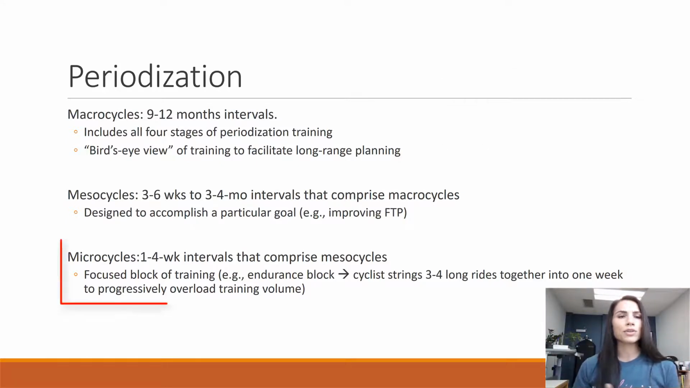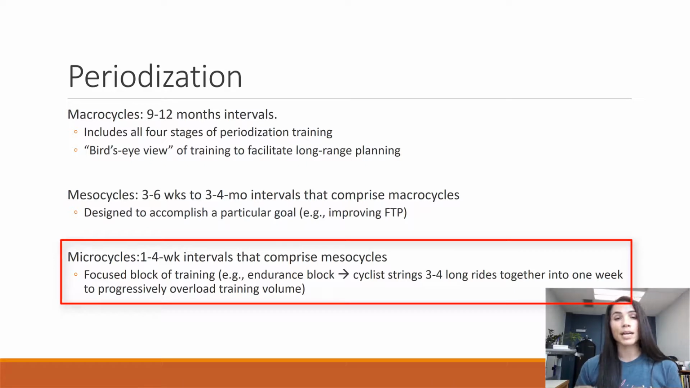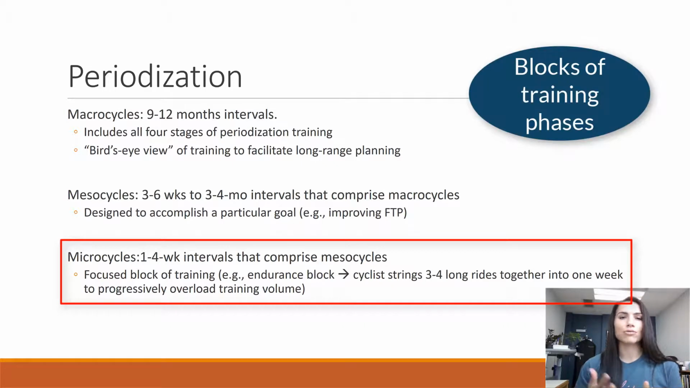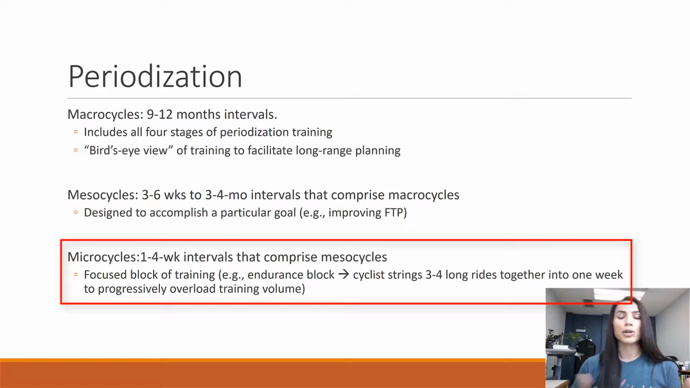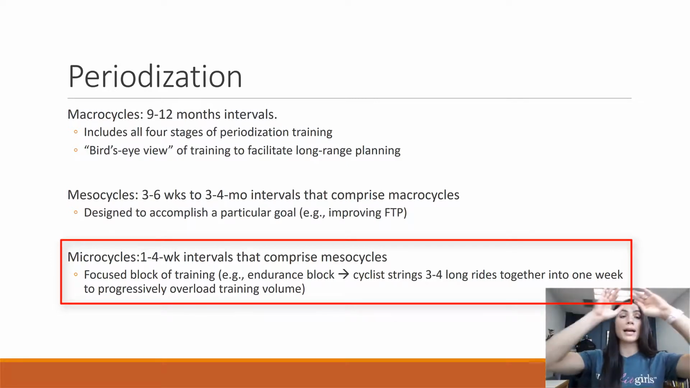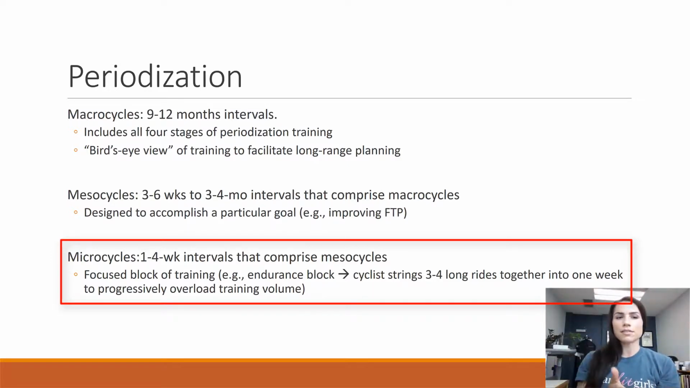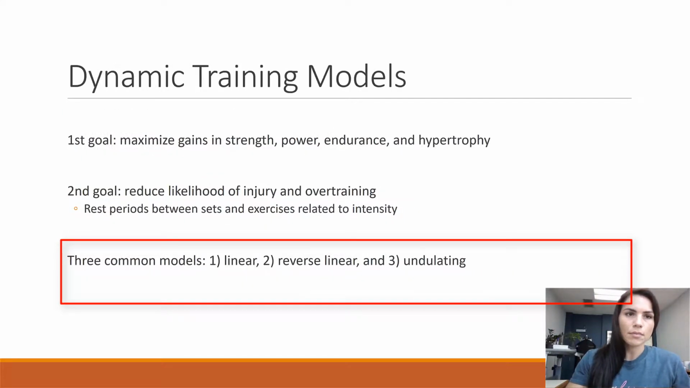And then your microcycles are the 1 to 4 week intervals that comprise your mesocycles. And again, they're kind of like building blocks for one another. And those are focused blocks of training. An example would be an endurance block. So a cyclist has 3 to 4 long rides together in 1 week, and then that progressively adds volume or training volume to their overall training program. Okay, so microcycles are what make up your mesocycles, mesocycles are what make up your macrocycles, and then your specific individual sessions are what go into those microcycles.